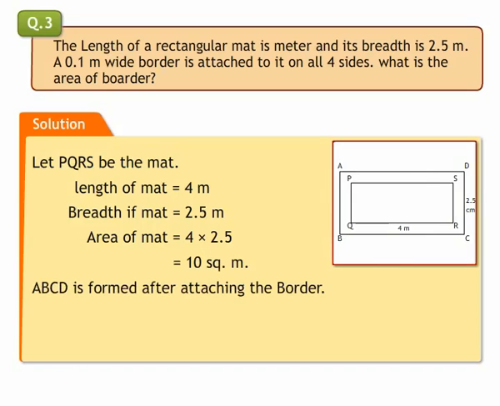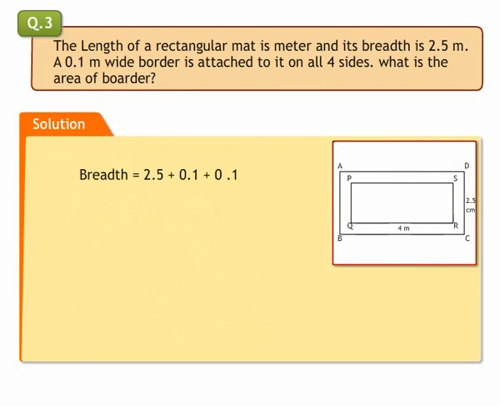ABCD is formed after attaching the border. Length of ABCD is 4 plus 0.1 plus 0.1 equal to 4.2 meters. Breadth is 2.5 plus 0.1 plus 0.1 equal to 2.7 meters. Area of ABCD is 4.2 into 2.7, which is 11.34 square meters.